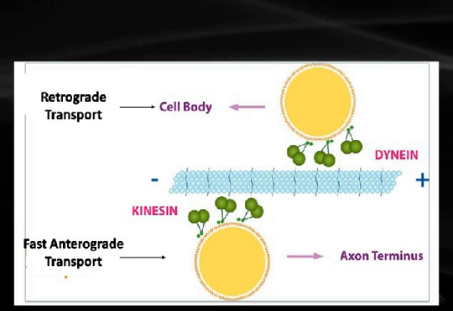What's important for you to recognize is the difference in the type of cargo carried in fast anterograde versus slow anterograde transport. Fast anterograde transport is important for the daily housekeeping jobs that a synaptic terminal has to complete, such as the synthesis of neurotransmitter, the synthesis of ATP, etc.